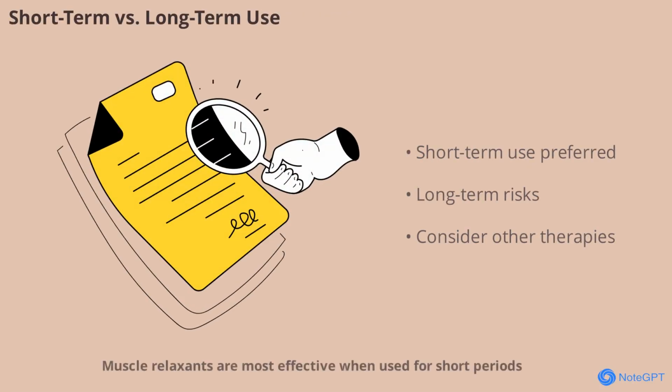Muscle relaxants are most effective when used for short periods, typically less than a month, to manage acute pain episodes. Long-term use is generally discouraged due to the risk of side effects, dependence, and lack of evidence for sustained benefit. For chronic pain, other strategies such as physical therapy, exercise, and interdisciplinary pain management are often more effective in the long run.